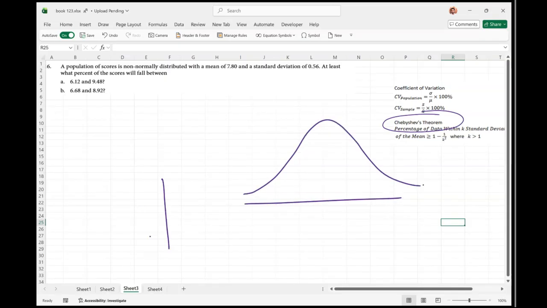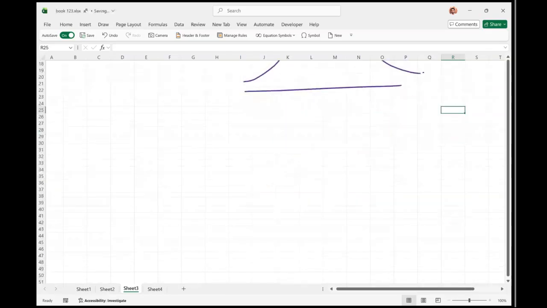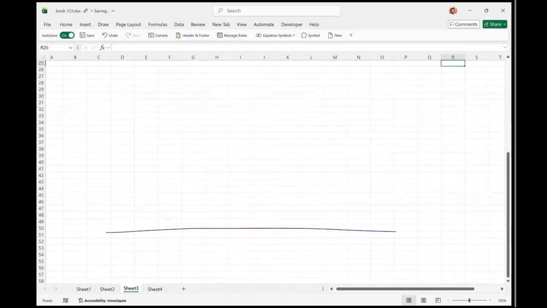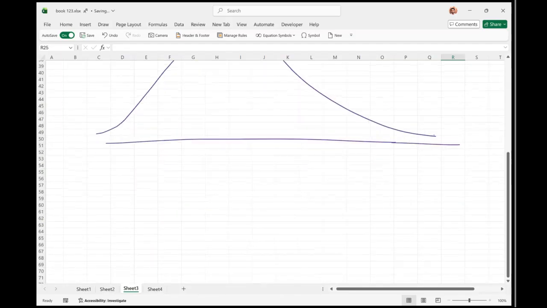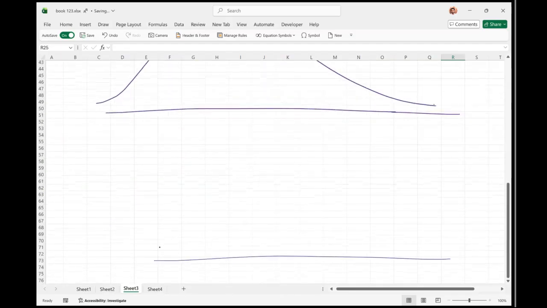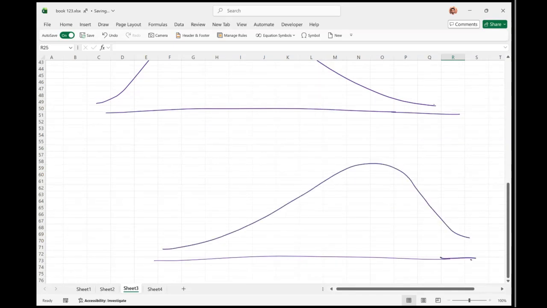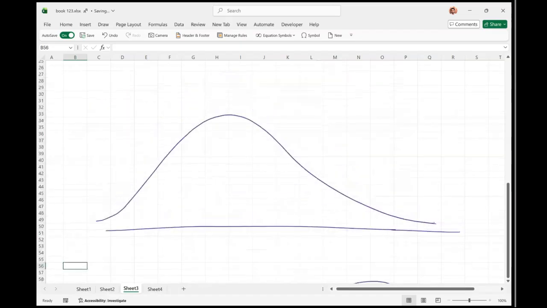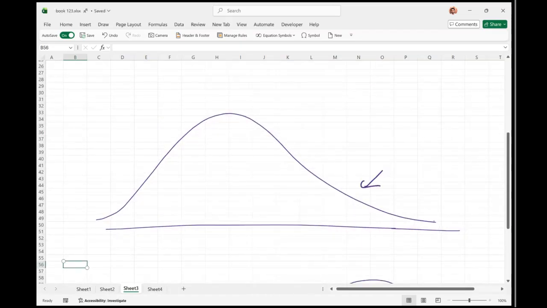So what if the data is not normally distributed? For example, if the data looks something like this, this is right skewed data, or the data is left skewed. Skewness will be in the direction where the tail is. The tail is on your left hand side, so the skewness is on the left hand side. So this is left skewed data, and this one is right skewed data.